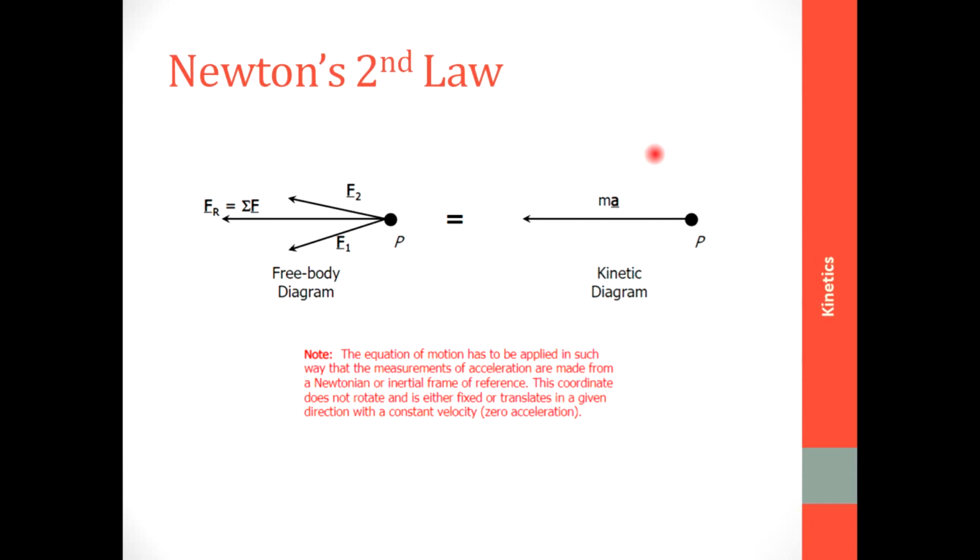Okay, for example, here we have a particle and we have two forces acting on this particle, F1 and F2, and the resultant force is Fr. So it can be written in a kinetic diagram as this equal to ma, because it has acceleration toward the left. Okay, for this, the equation of motion has to be applied in such a way that the measurement of the acceleration is made from a Newtonian or inertial frame of reference. This coordinate does not rotate and it is fixed or translates in a given direction with a constant velocity. So this is the remark for this equation of motion.